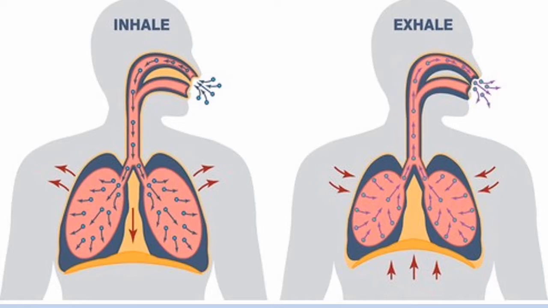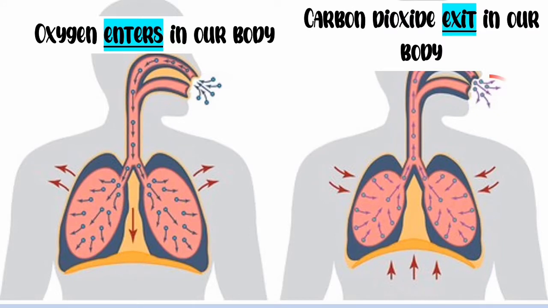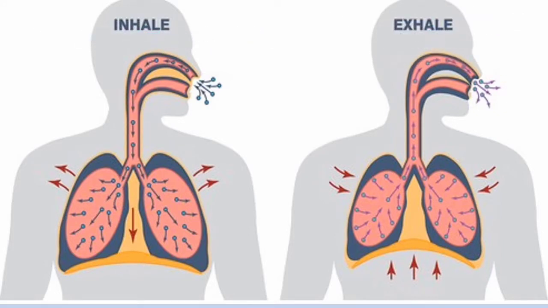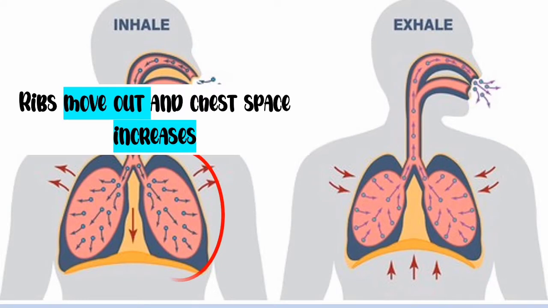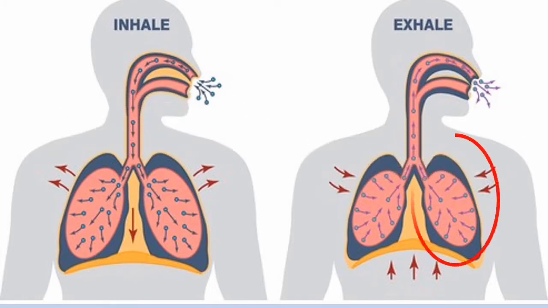Let us see first. When we inhale, oxygen enters our body, and when we exhale, carbon dioxide exits our body. Next, when we inhale, ribs move out and chest space increases. Our chest space becomes larger. When we exhale, ribs move in and chest space decreases, or chest space becomes smaller.